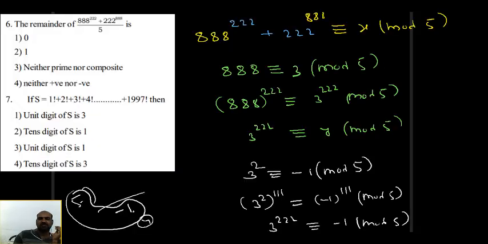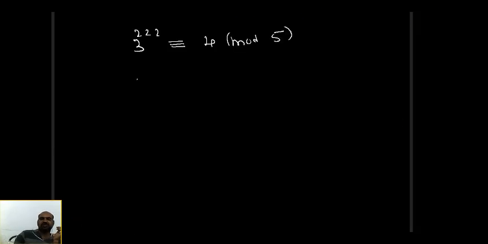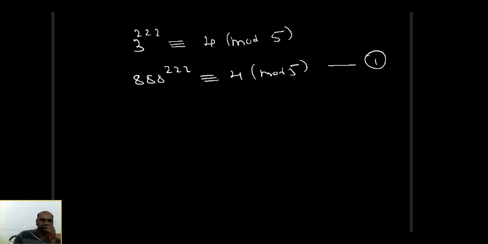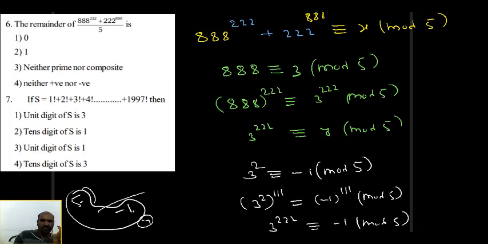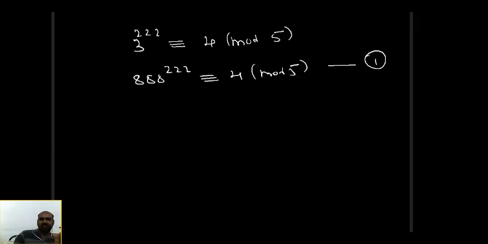So 3 power 2 to 2 is congruent to 4 modulo 5. Finally, 8 power 2 to 2 is congruent to 4 modulo 5. This is relation number 1. Next, what do you want? 2 to 2 you want, that I will take.